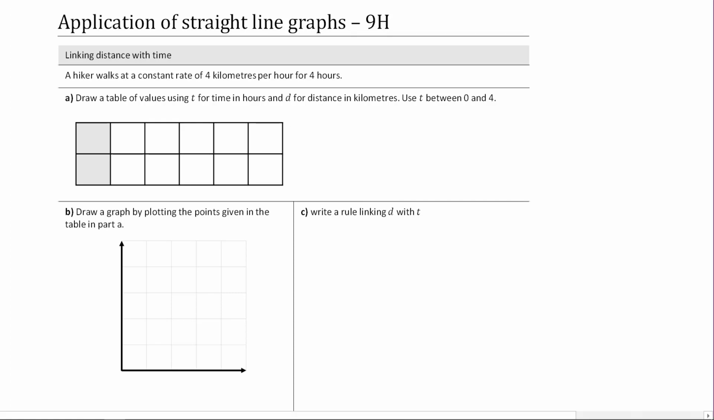Welcome. So in this lesson, we're going to be talking about application of straight line graphs, and this is exercise 9H. Well, let's begin by linking distance with time with this example right here. A hiker walks at a constant rate of 4 kilometers per hour for 4 hours. Okay, so we have a hiker who's walking at a constant rate of 4 kilometers per hour for 4 hours.